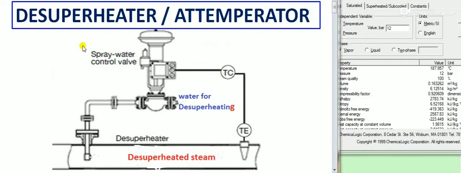Now we will see about the de-superheater. What is in my de-superheater? What are the internals in the de-superheater? How does it function? What is the purpose of it?